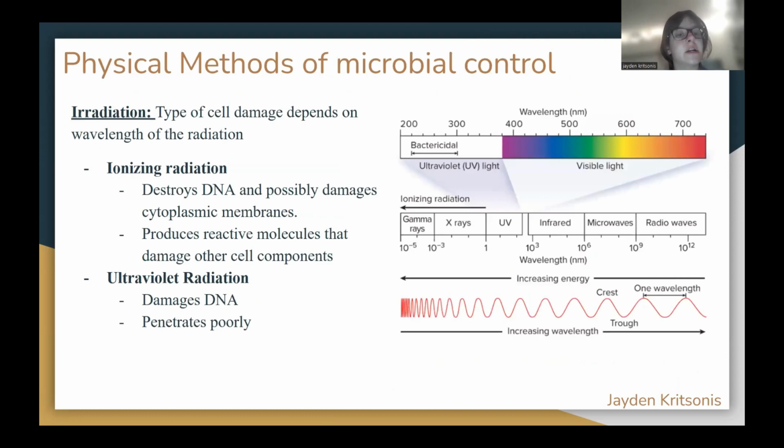And then irradiation, which is a type of cell damage that depends on the wavelength of the radiation. So ionizing radiation destroys DNA and possibly damages cytoplasmic membranes, and produces reactive molecules that damage other cell components. Ultraviolet radiation damages DNA and penetrates poorly.